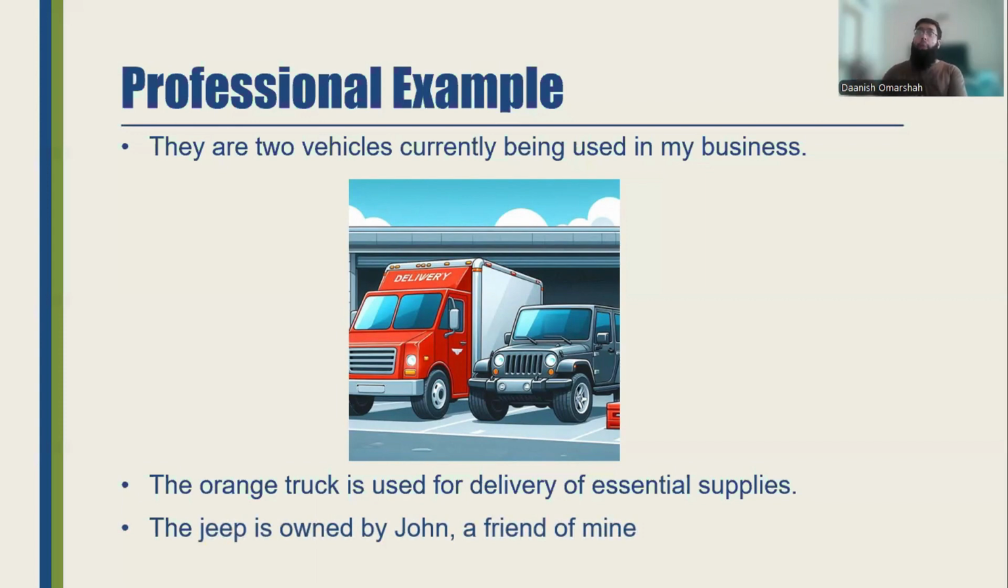Even if I'm doing business with that Jeep, this is never my asset. Why? Because it's owned by John. I don't have the ownership. My business does not have the ownership. So the first point of an asset is that you must own the asset.